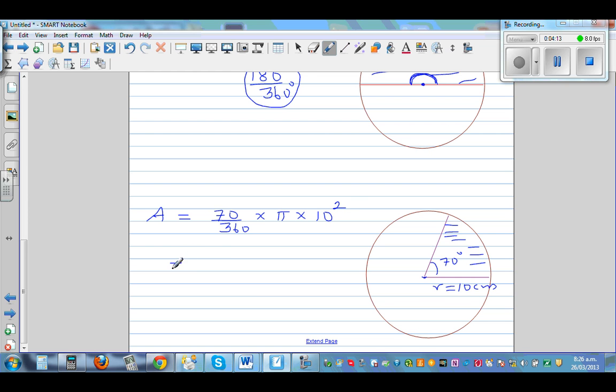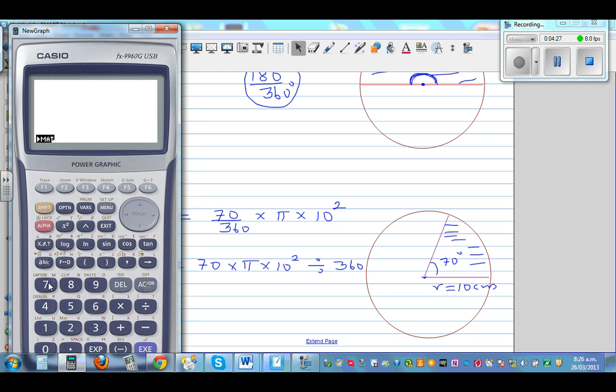You can do this directly on a calculator. This is 70 times pi times 10 squared divided by 360. So let's go: 70 times pi times 10 squared, divided by 360, which is 61.09. I'm rounding this to two decimal places. I'm looking at the third decimal place, which is 6, so I have to increase this by 1.